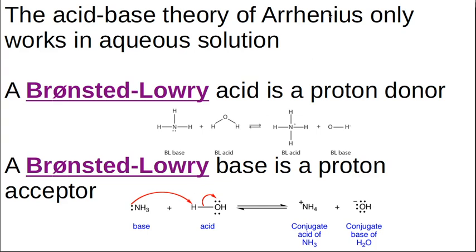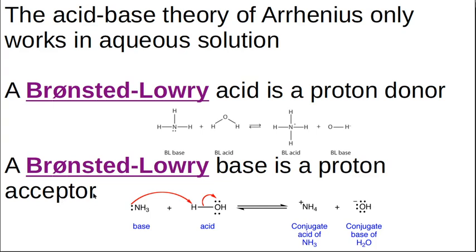Then we come to a new acid-base theory. So Arrhenius's definition is only for aqueous solution. So old Bronsted-Lowry, these are 2 people I think, came along and they said no, an acid is something that donates a proton, and a base is something that accepts a proton.